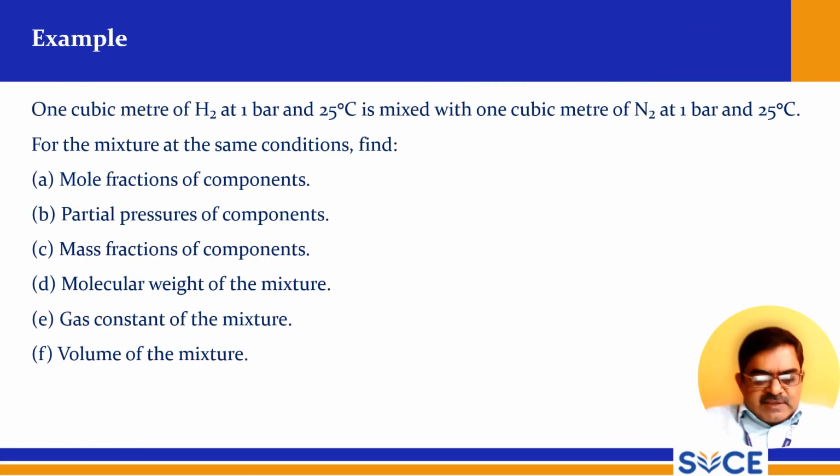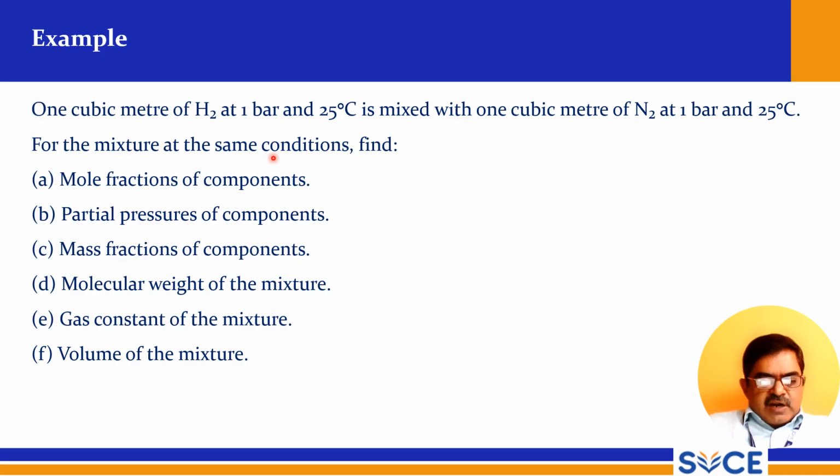So we will see one example to solve this problem. It will be more clear, and you can easily remember the values also. 1 cubic meter of H2 at 1 bar and 25 degrees Celsius is mixed with 1 cubic meter of N2 at 1 bar and 25 degrees Celsius.